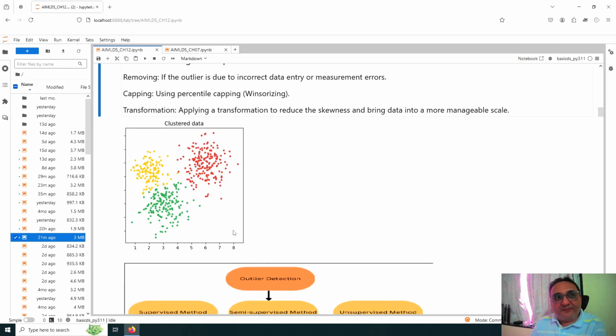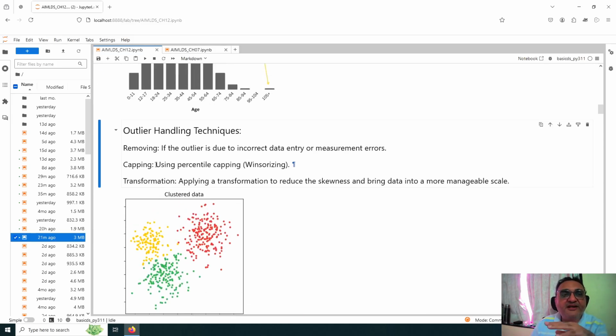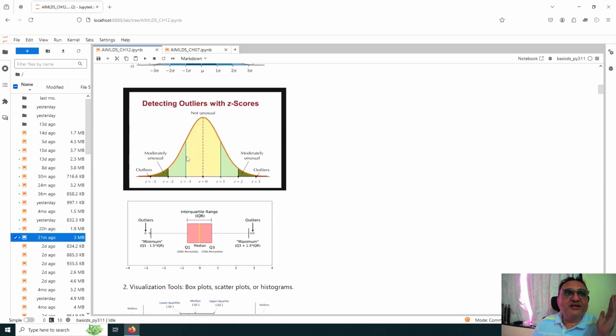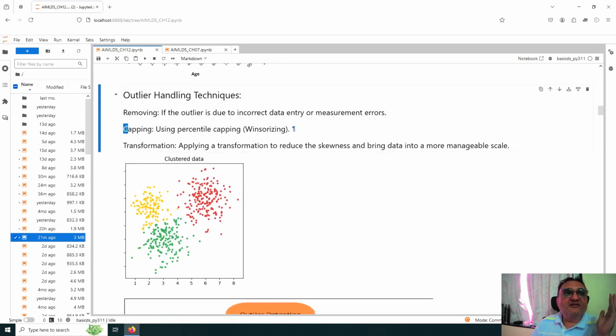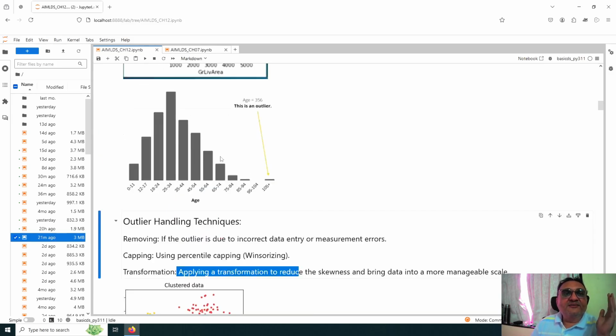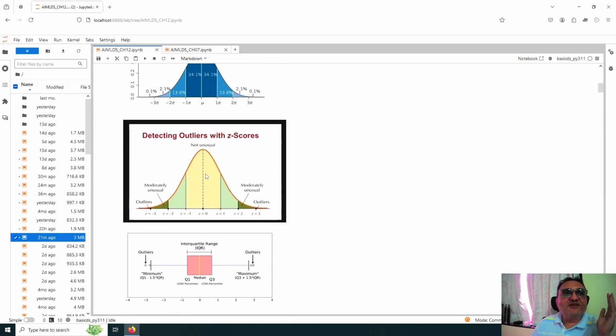Maybe we kept them, so that means we convert them by reducing something from the larger value and by adding something to the smaller value so that they come in this range, or we exclude them. So this technique is called capping, or in more scientific language it is called winsorizing. Okay. Transformation. Now sometimes the data set is very highly skewed.